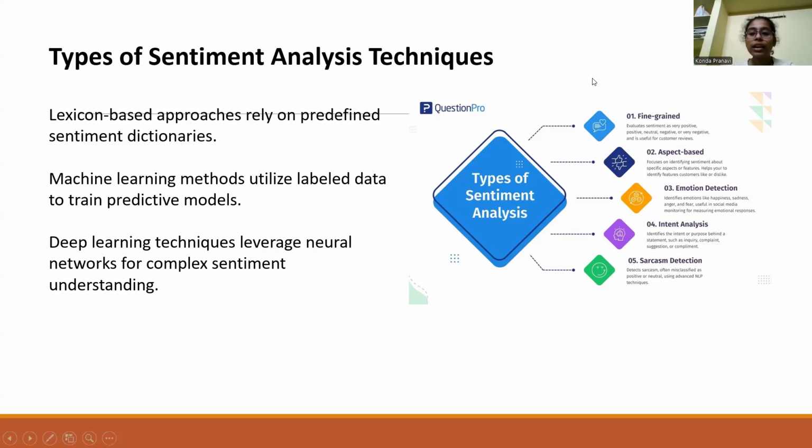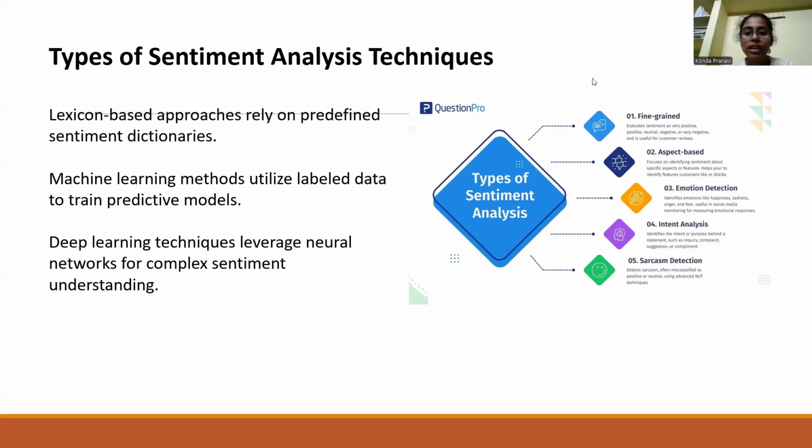When it comes to fine-grained, it evaluates sentiments as very positive, positive, neutral, negative, or very negative. In aspect-based, it focuses on identifying sentiment about specific aspects, which helps you identify features customers like or dislike. And the third one is emotion detection. In this, it identifies emotions like happiness, sadness, anger, or fear, useful in social media for measuring emotional responses.